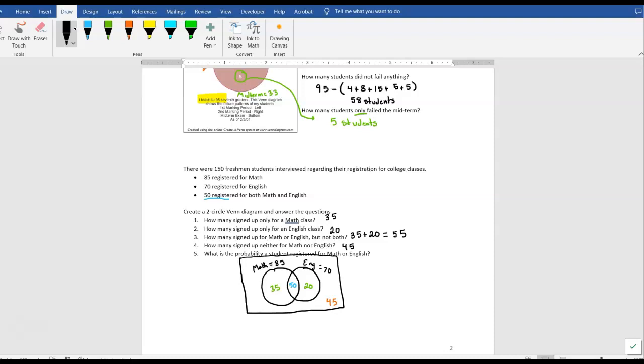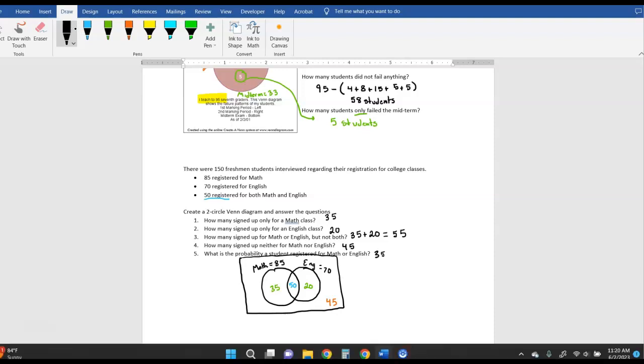And then just going to throw in this probability question. Keeping in mind probability is the chance of something happening. And we'll get into more detail about probability in the next lesson. But for the time being, just using your prior knowledge, what's the probability a student signs up for math or English? Well, math or English is everything in here. So 35 plus 50 plus 20 over the total, because it's the chance of something happening, out of the total of 150 students. And so we're going to end up with 105 over 150.